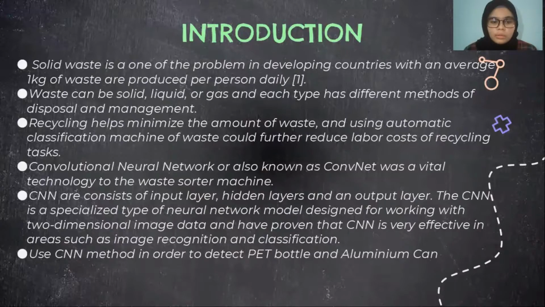CNN consists of input layer, hidden layers and output layer. And CNN is a specialized type of neural network model designed for working with 2D image data. And it was proven that CNN is very effective in areas such as image recognition and classification. So in this assignment, we use the CNN method to detect the PET bottle and aluminum can.